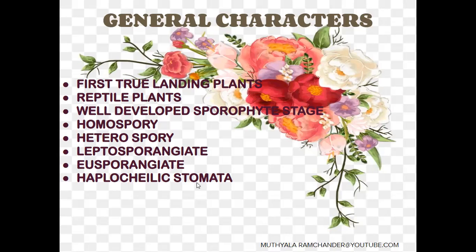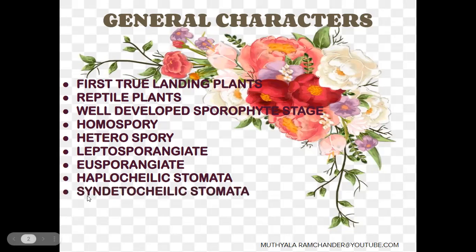In that stomatal complex, guard cells are developed from a single mother cell and subsidiary cells are developed from another mother cell. Means both guard cells and subsidiary cells are developed from individual mother cells. This type of stomatal complex is called haplocheilic stomata.